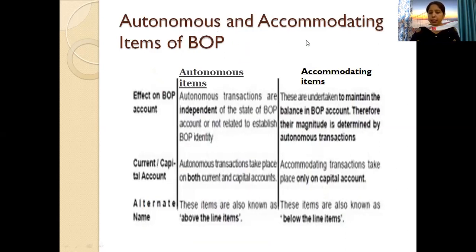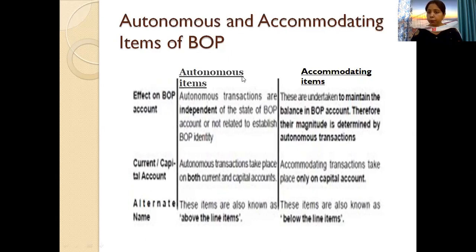Next is autonomous and accommodating items of BOP. Autonomous transactions are independent of the state of the BOP account and not related to establishing BOP identity. Actually, autonomous items are done for the motive of profit earning. The motive is profit. But accommodating items are not meant for the profit motive. The motive is to balance the BOP or to remove the deficit or surplus situation created in the BOP by autonomous items. I am again repeating, autonomous items are due to the profit motive or economic transactions. The motive is to earn profit, right? While accommodating items are done to balance the deficit or surplus created by the autonomous ones in the BOP.